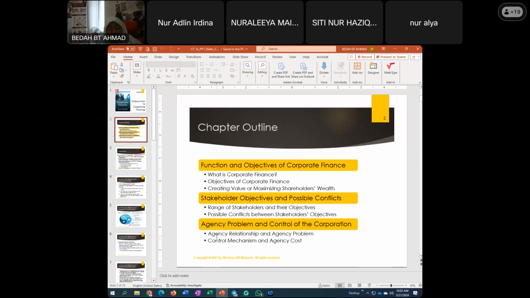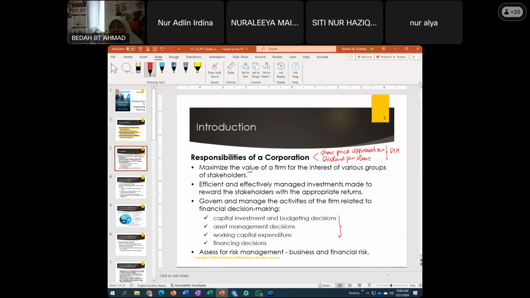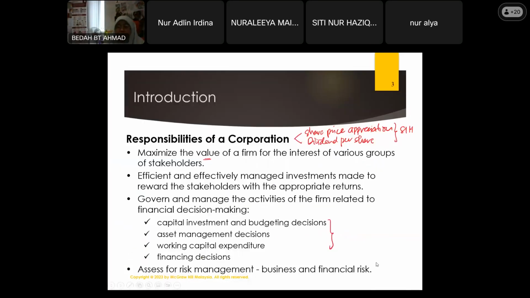So for today, I can just cover the first part, functions and objective of corporate finance. This will be recorded video part 1, and part 2 will be the stakeholder and agency problems. Okay, so first is the responsibilities of the corporation. The main goal of a firm is to maximize the value of the firm for the interest of various groups of stakeholders.